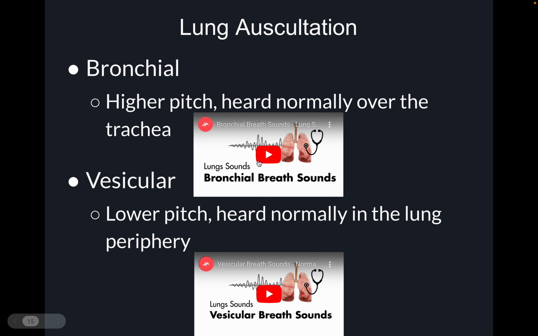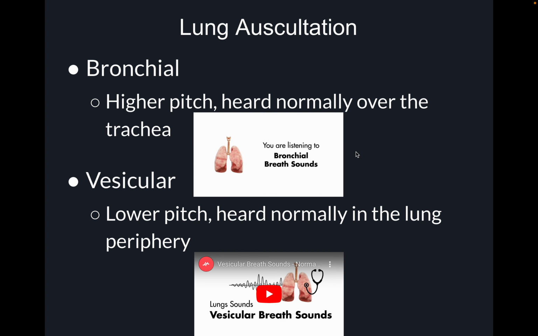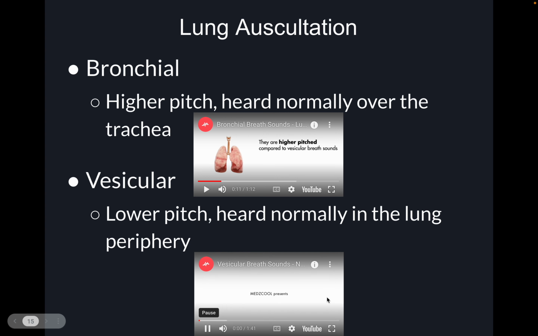And here's some examples. So bronchial breath sounds heard more towards the trachea. It's a very hollow sound and tend to be higher pitched. And then you have vesicular, tends to be lower pitched, heard more in the periphery.